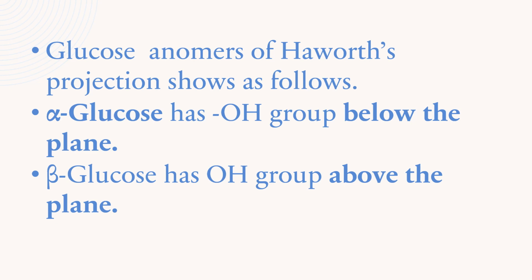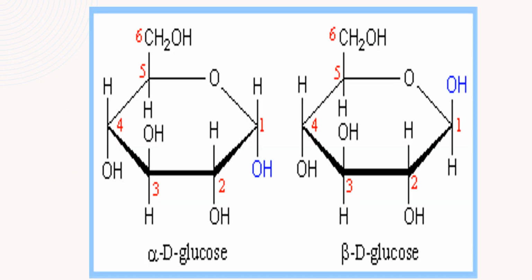Glucose anomers in Haworth's projection are shown as follows. Alpha glucose has the OH group below the plane and beta glucose has the OH group above the plane. See, in alpha D glucose the OH is below the plane and in beta D glucose the OH is above the plane.